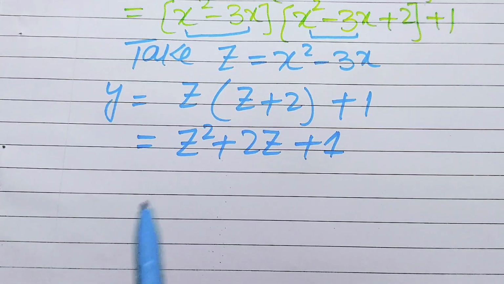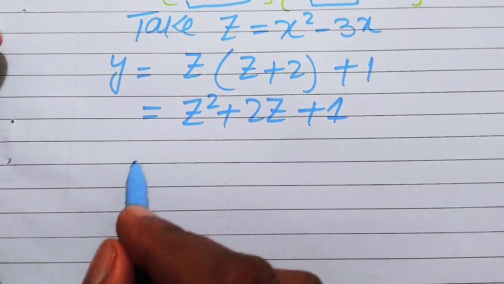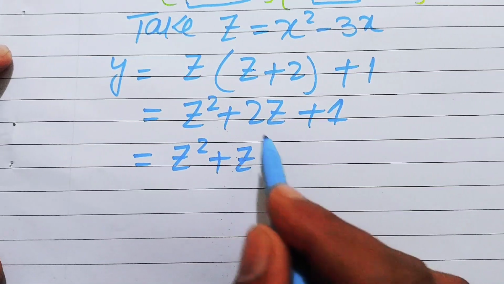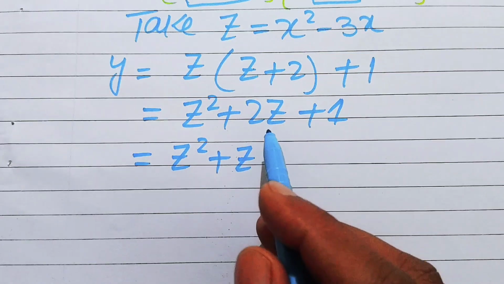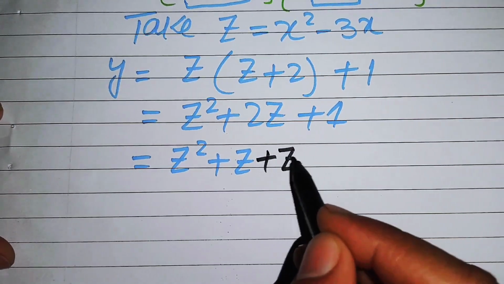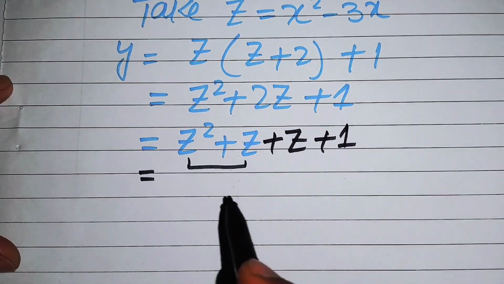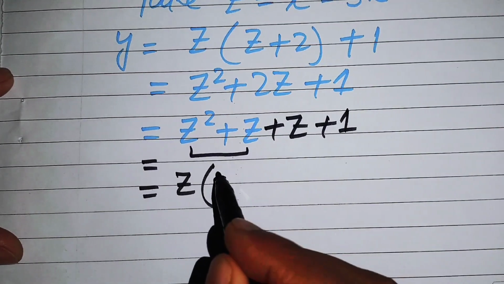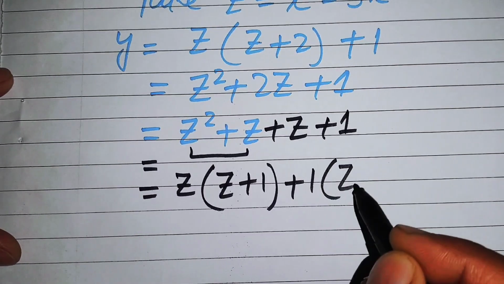Now we make the factors of this equation and move towards our final answer. The factors of this equation are z square. We break the middle term, so our middle term is 2 times z, and we write it as z plus z. And now we make the factors of this equation, so we take common z on the first two terms, and we get z times (z plus 1), and here we take common plus 1 and we obtain z plus 1.